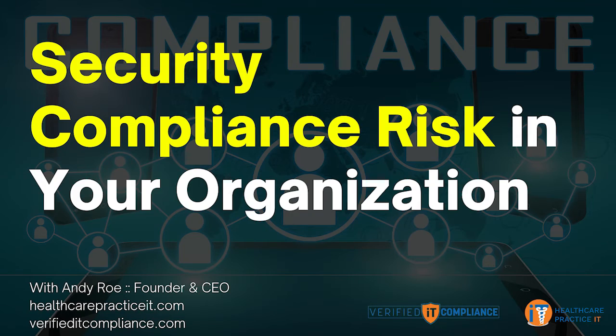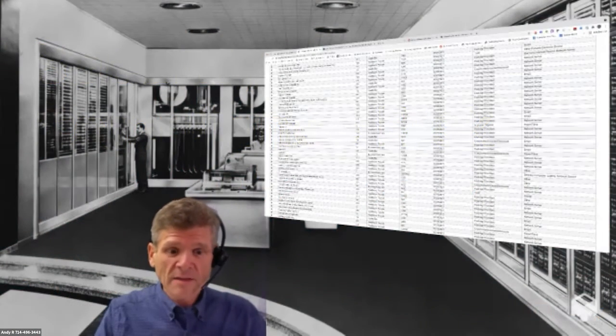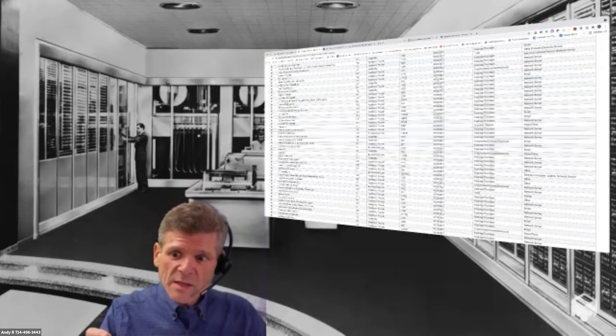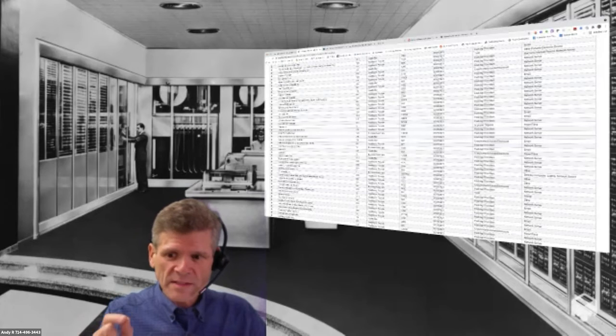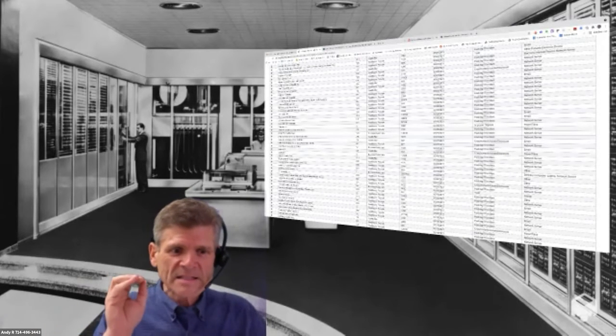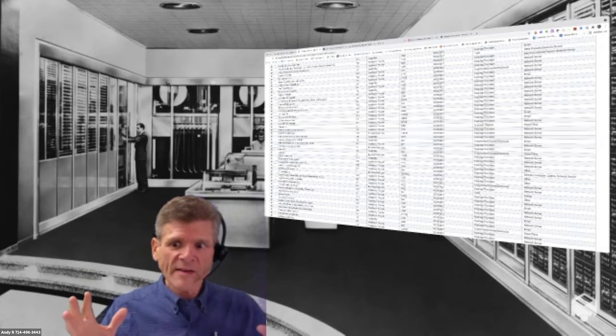Today, I want to talk to you about security compliance risk in your organization as a business owner. We're going to define risk today with this formula: the vulnerabilities that are present in your IT infrastructure, the threat that exists, and that is behaviors within your organization that could exploit that vulnerability, and third is the impact that that exploit would take on your organization.